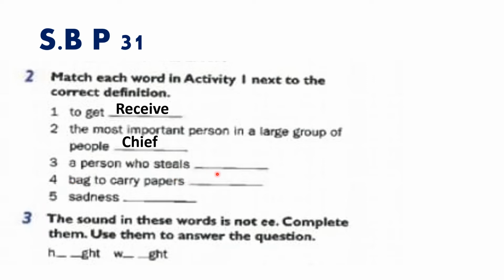Number 3, a person who steals. Of course, this is thief. A bag to carry papers. This is briefcase. And number 5, sadness. Yes, this is grief.